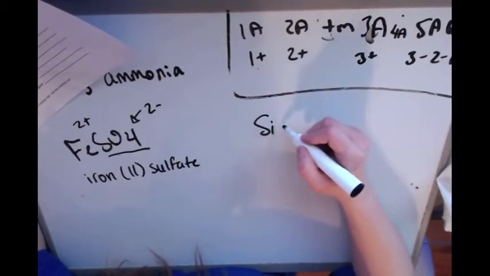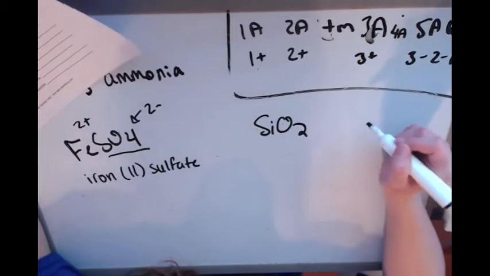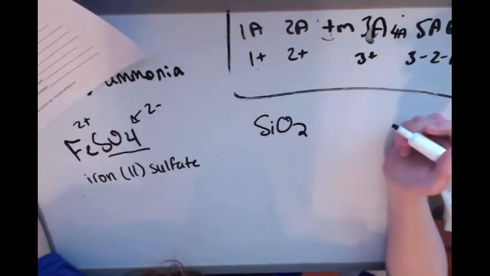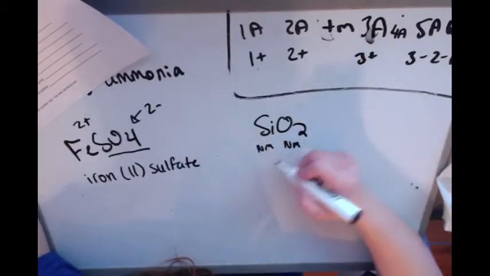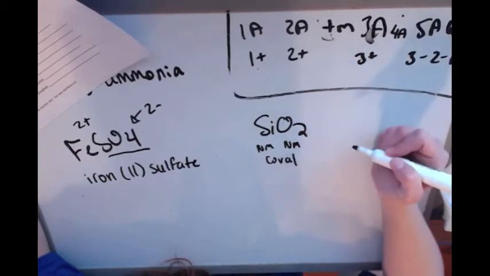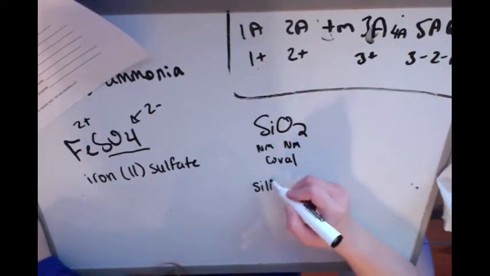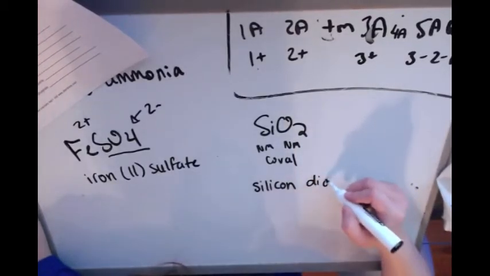Next is SiO2. Earlier in the video I told you that this particular worksheet I'm using is treating the metalloids as nonmetals. So let's just say nonmetal plus nonmetal. That's a covalent compound. And so there's just 1 silicon. So you write it as silicon dioxide.